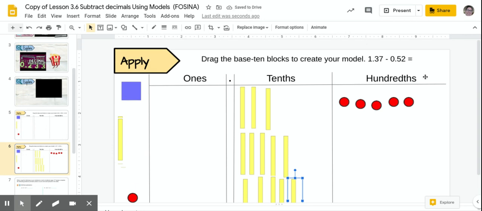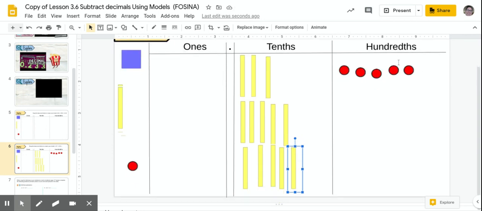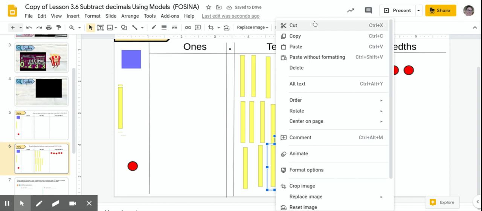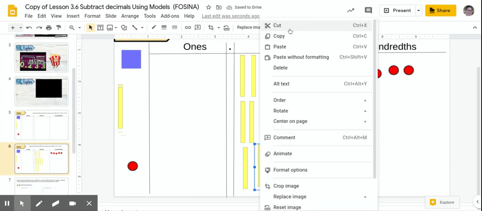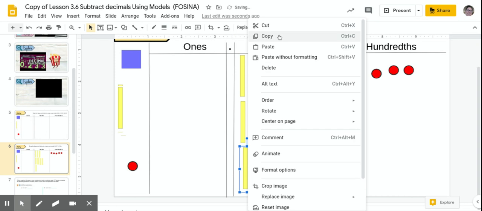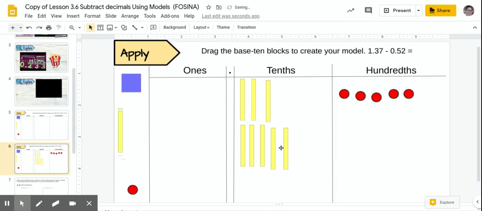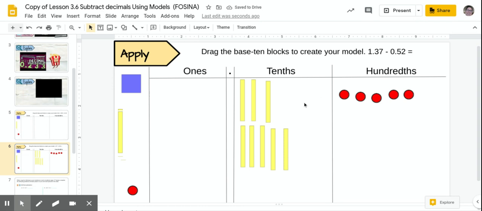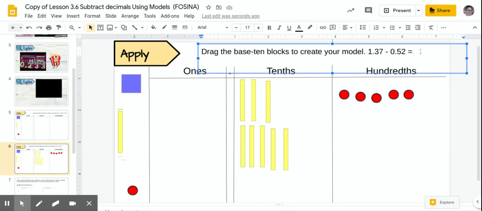Now I need to go and I need to subtract 5 of those. So I'm going to just cut them. 1, 2, 3, 4, 5. Okay. So now what's left is, now I'm ready to do my answer. I have 1, 2, 3, 4, 5, 6, 7, 8 tenths. And I have 1, 2, 3, 4, 5 hundredths. And I have 0 ones.